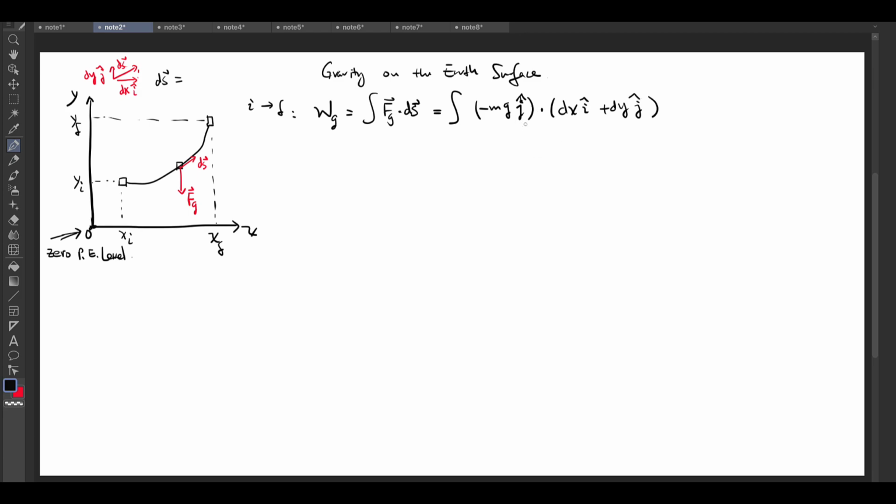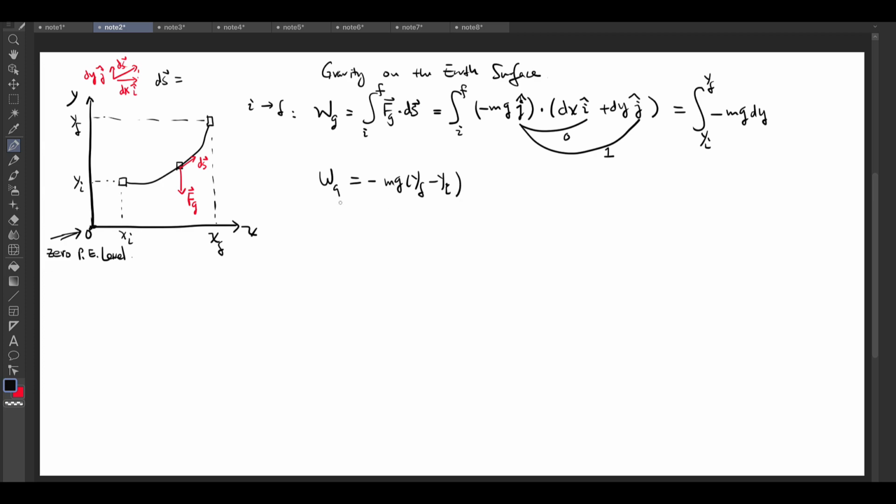Now we need to distribute the j hat here into these parentheses, so we do j hat dot i hat, which will be 0, and j hat dot j hat, which will be 1. In the end, you get negative mg dy, and the integral goes from initial to final position. Since we only have dy left, the work done by gravity only depends on the y-axis, so I only need to write down y initial and y final. Now this integral gives us negative mg (y final minus y initial).